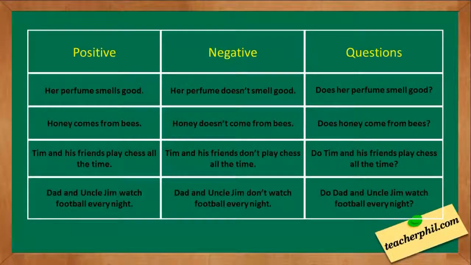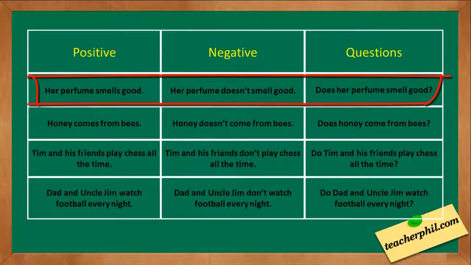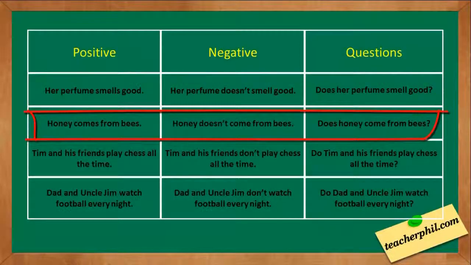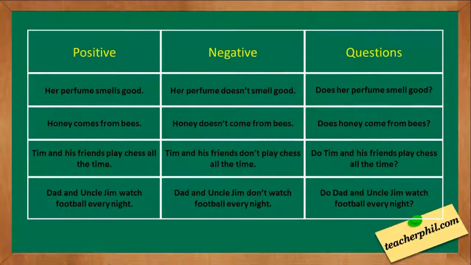Try to compare the differences between the structures of the simple present sentences. We have here the positive and negative statements and the questions. Examples: Her perfume smells good. Her perfume doesn't smell good. Does her perfume smell good? Honey comes from bees. Honey doesn't come from bees. Does honey come from bees?